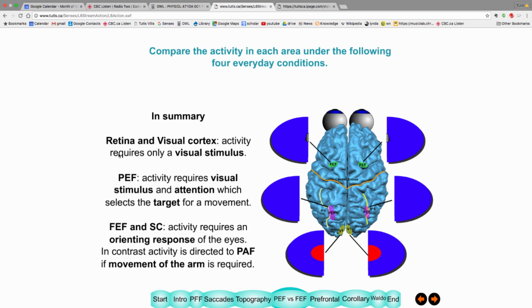So in summary then, the retina and visual cortex requires only a visual stimulus. The parietal eye field requires the visual stimulus and attention, and this selects a target for a movement. The frontal eye field and the superior colliculus requires an orienting response to be directed to the eyes, and in contrast, if it's a movement of the arms, then the parietal arm field is activated.